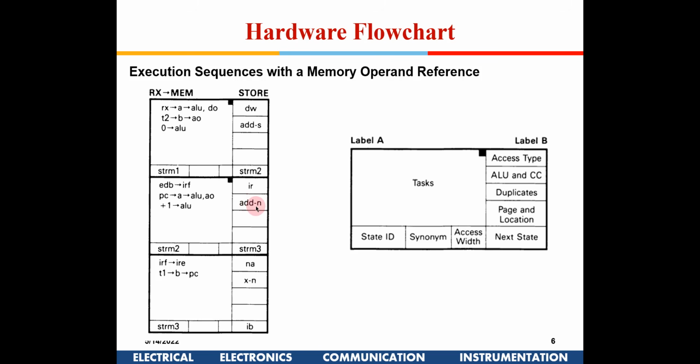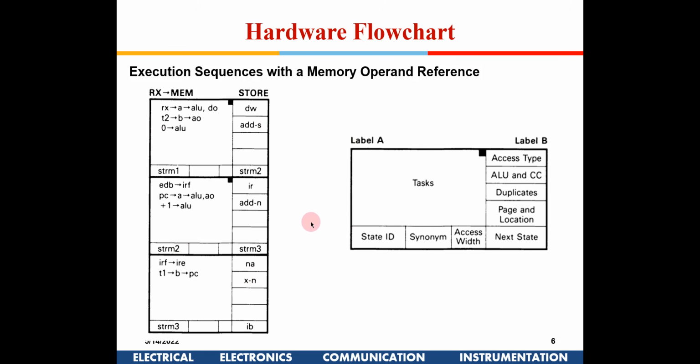So this is add dash n. Since it is just a PC increment action, I don't require the status, so it is add n. So just have a look at these labels out here. Okay, so now I have IRF. So IRE, and here there is no external data bus requirement out here, so it becomes NA, right? Similarly, here we are not expecting the ALU to do anything, so it becomes X dash N.